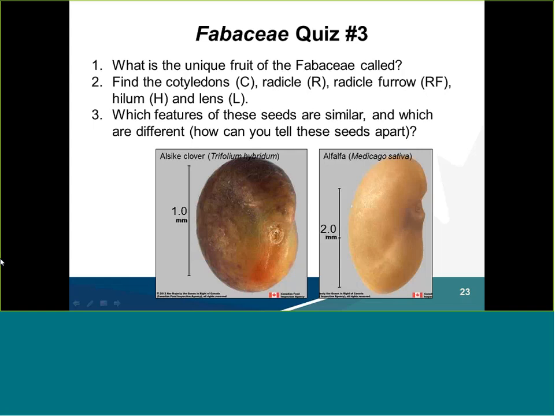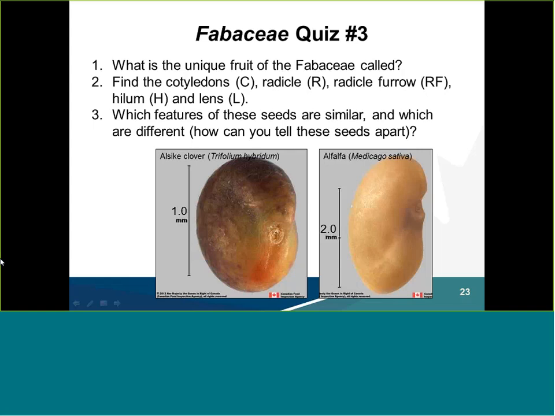So we're going to just do a summary and take a look at some questions here. So the first question I would like answered is, what is the unique fruit of a Fabaceae called? It's characteristic to this family of plants.